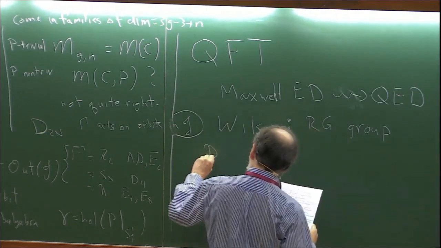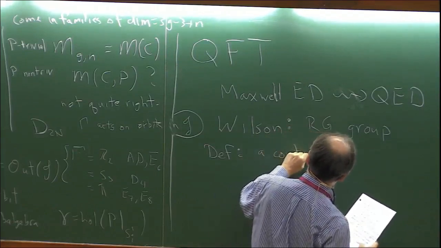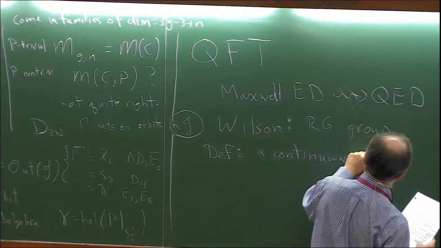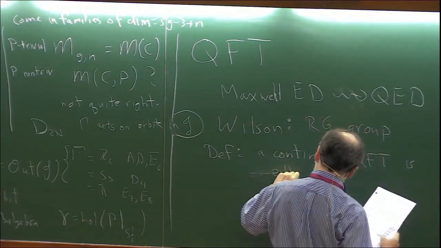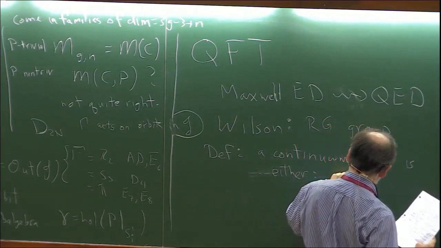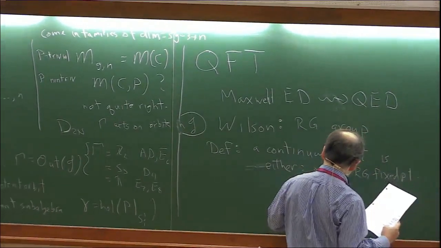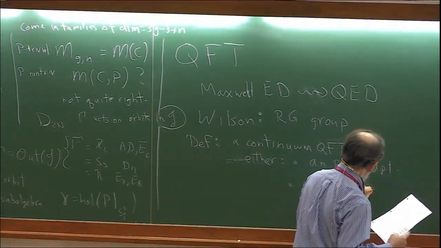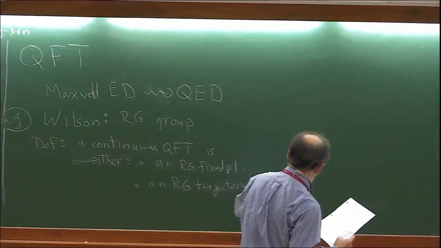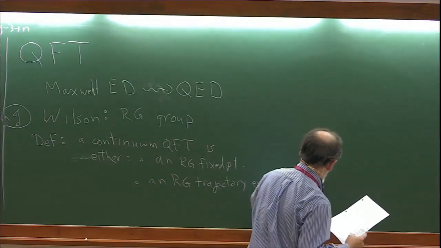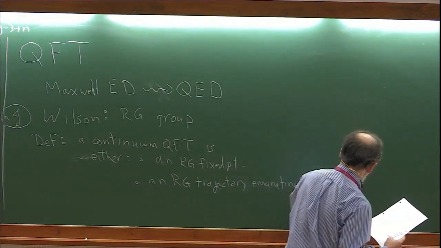And according to Wilson, a continuum quantum field theory is either an RG fixed point or an RG trajectory emanating from an RG fixed point, which in this case usually goes by the name of the ultraviolet fixed point.